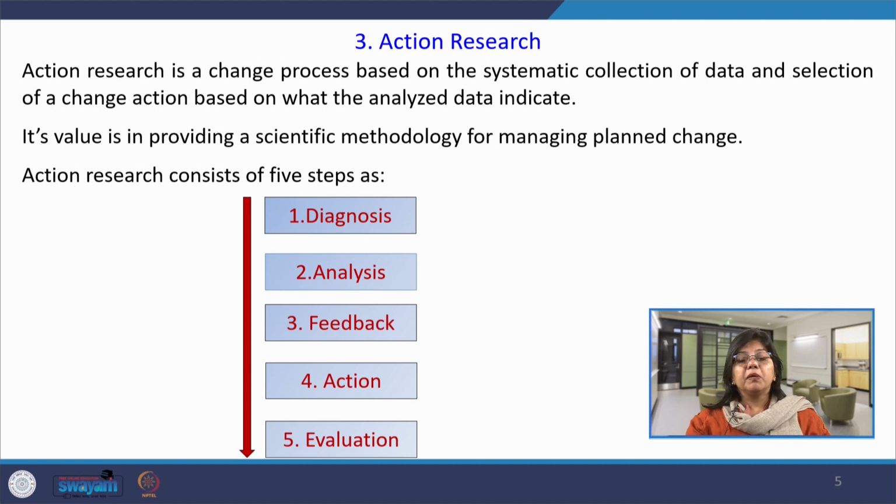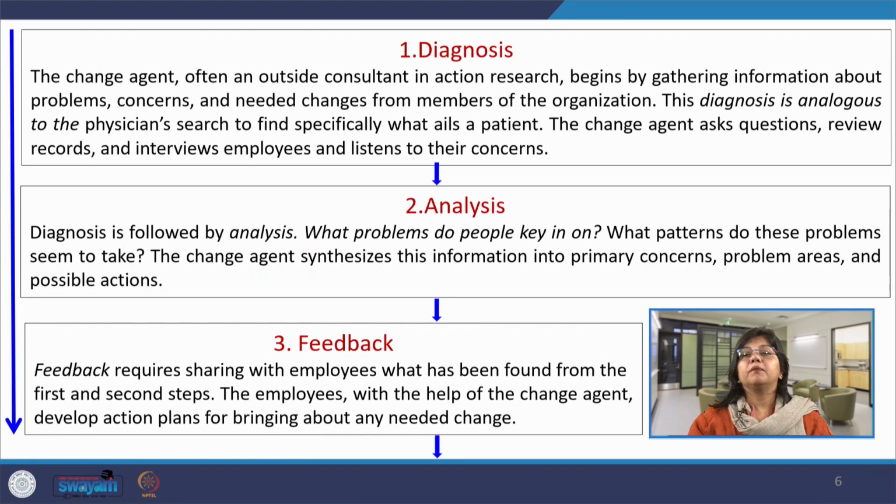So, it is a process based on systematic data collection and selection of a change based on what the analyzed data indicate. Its value is in providing a scientific methodology for managing planned change, because that data is being quantified, what change and in what quantity the change should be implemented. That is very easy to decide based on action research. So, when we talk about action research, it has 5 steps. The first is diagnosis, then analysis, feedback, action and evaluation. We will go into detail about what each step talks about.